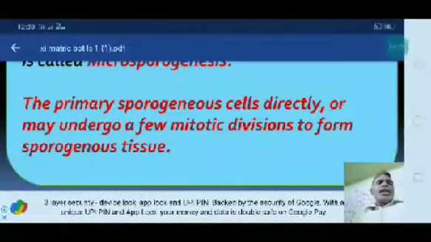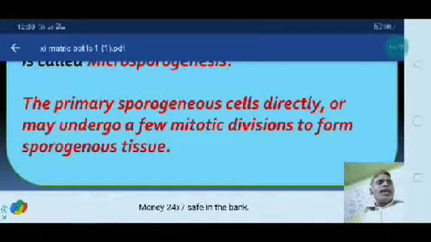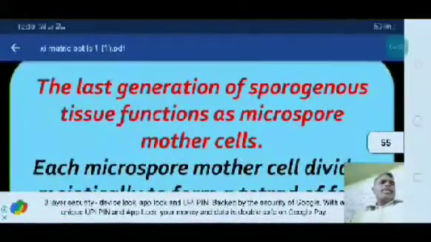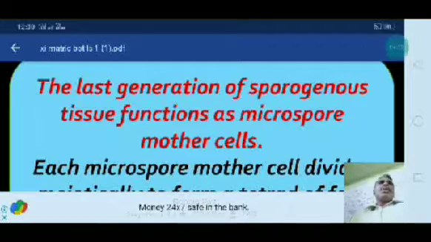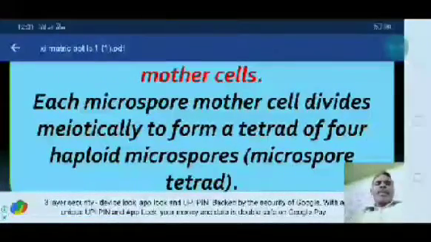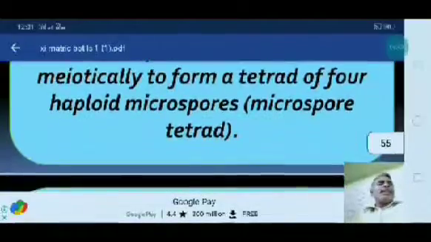The primary sporogenous cells directly, or after a few mitotic divisions, form sporogenous tissue. The last generation of sporogenous cells functions as microspore mother cells, that is MMC. Each microspore mother cell divides by meiosis to form a tetrad of 4 haploid microspores, that is, a microspore tetrad.